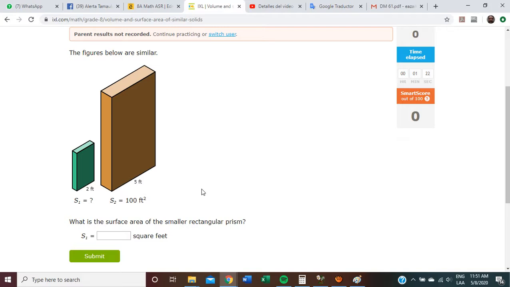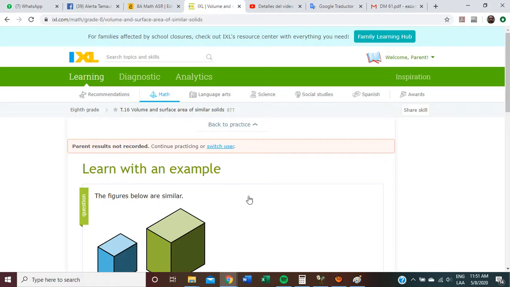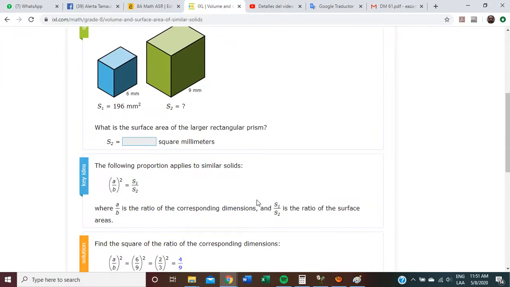All right, let me hit the learn with an example just to tell you that we need to use a formula. We're going to use ratios. Remember when we were seeing ratios like 2 or 3 months ago? We're going to use a little bit of that, and it is important that you pay a lot of attention to this explanation. So the first figure equals 196 square millimeters, and the second one we don't know.